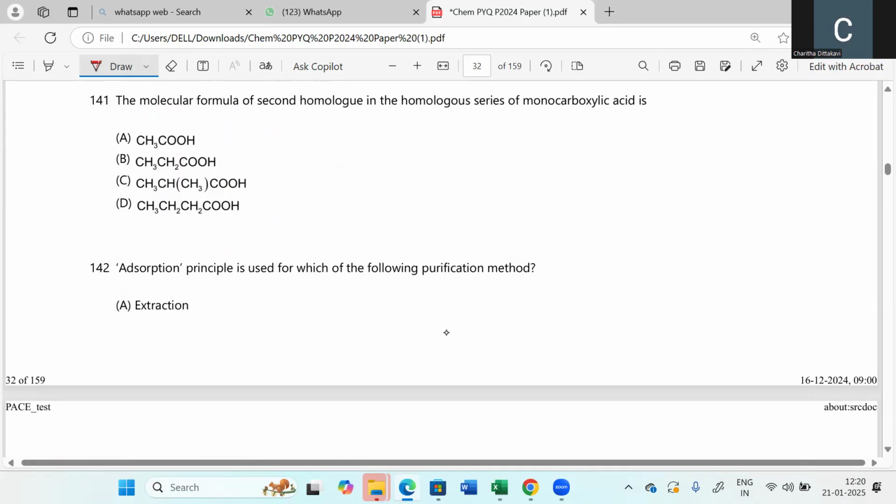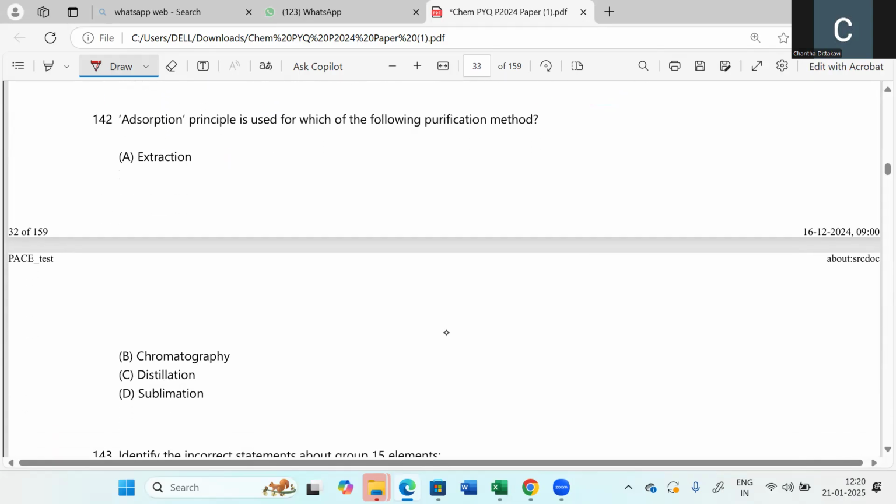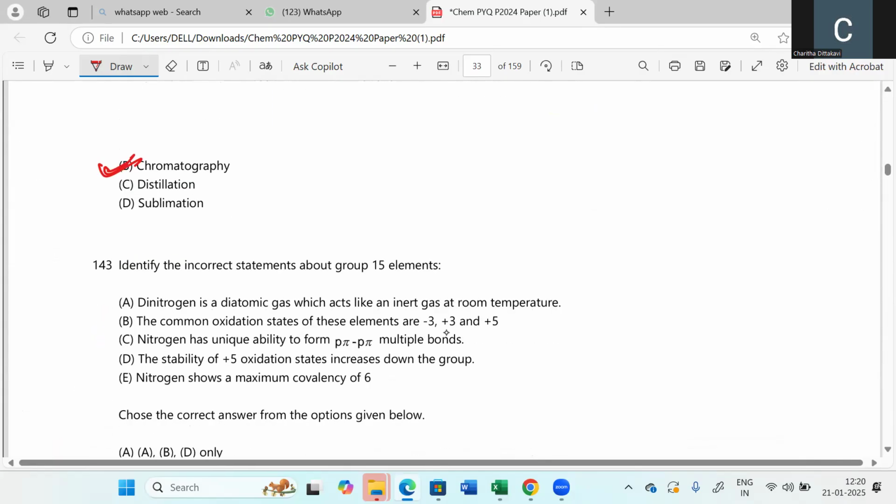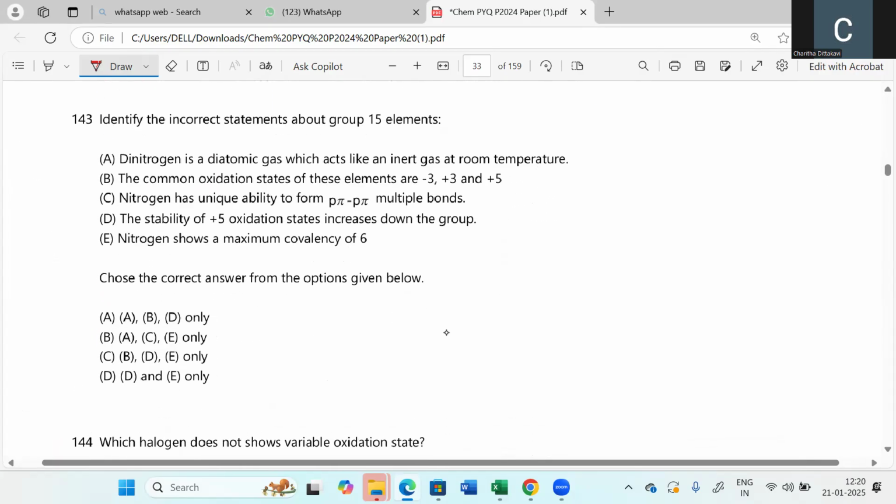Next, molecular formula of the second homologue in the homologous series of monocarboxylic acid. This you can do, option A. Next, adsorption principle is used for which of the following purification methods? Adsorption, chromatography, bacha. Adsorption principle of chromatography. Direct NCERT question this is.